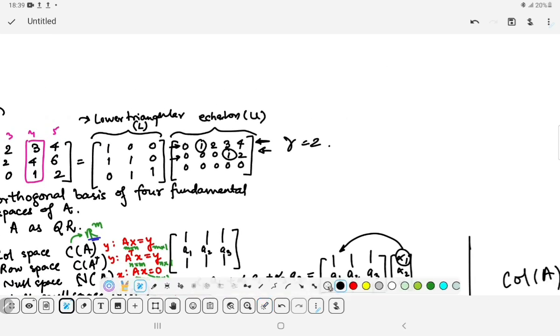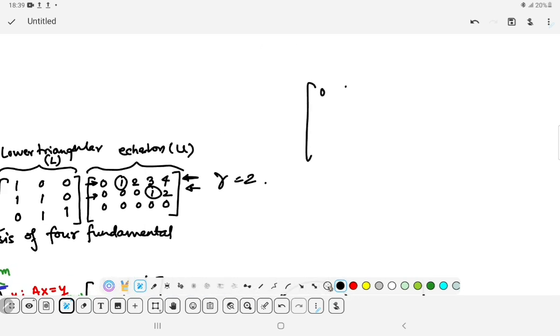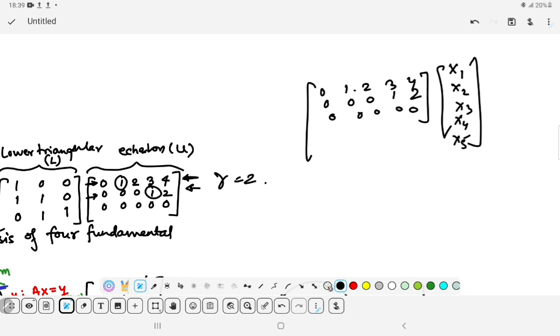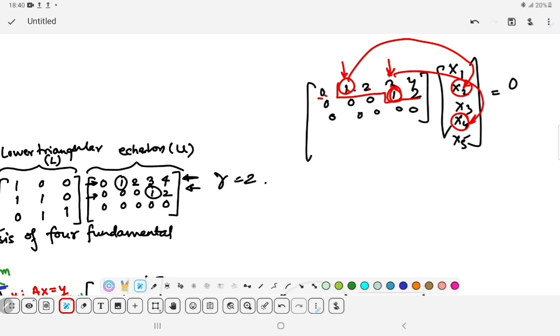Now how to solve for Ux equal to 0? Say I am taking the systematic way: 0 1 2 3 4, 0 0 0 1 2, 0 0 0 0 0, times x1, x2, x3, x4, x5. Now I want to make it 0. See, in the row echelon form, identify the pivot columns. So this is a pivot column and this is a pivot column. Corresponding to these pivot columns, we define pivot variables. So these are the pivot variables, and all the others except the pivot variables are our free variables.